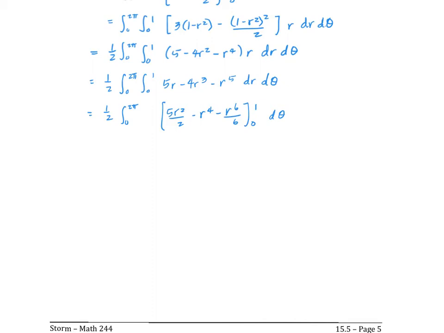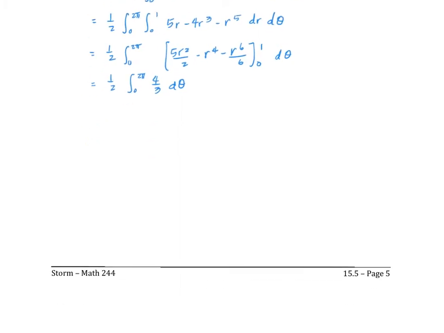So putting in 1 for r, this becomes 5/2 minus 1 minus 1/6. If we do the math on that, I believe it's going to be 4/3 d theta. And that's just 1/2 times 4/3. So that's going to be 2/3 theta. Then evaluating this from theta going from 2 pi to 0, I get 4 pi over 3.